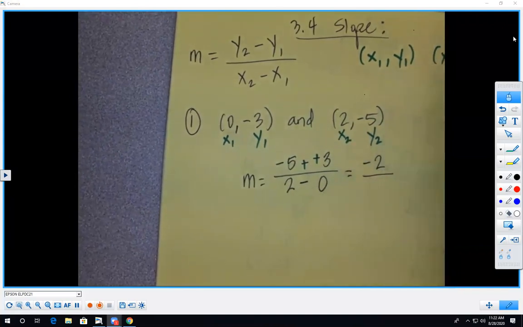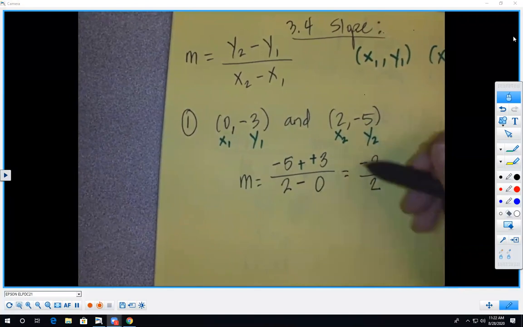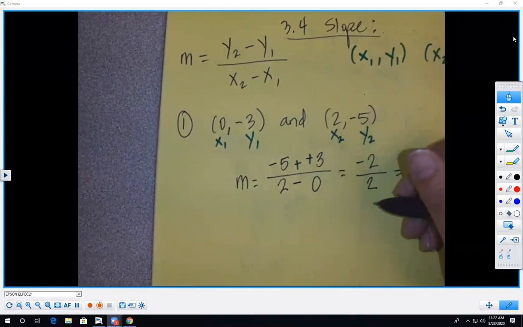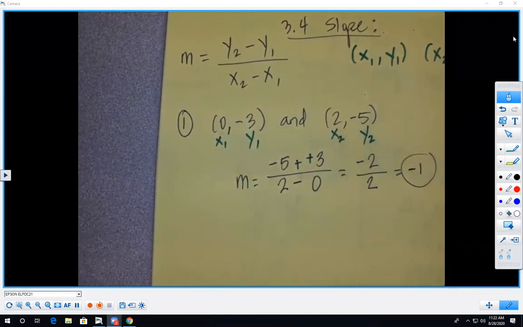2 minus 0 is 2. This you always have to simplify if you can. Can I simplify negative 2 divided by 2? Yeah, what is it? Negative 1. And that's your answer.